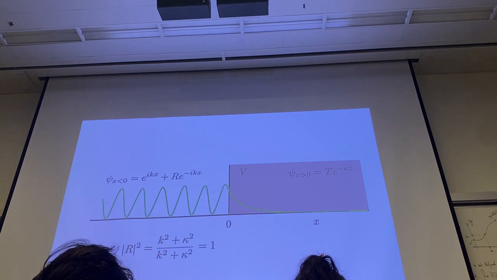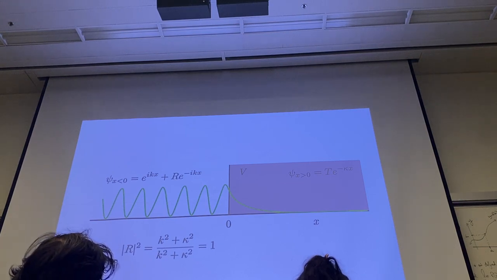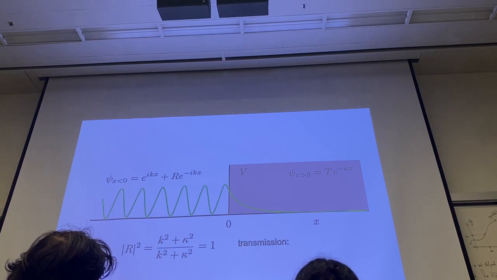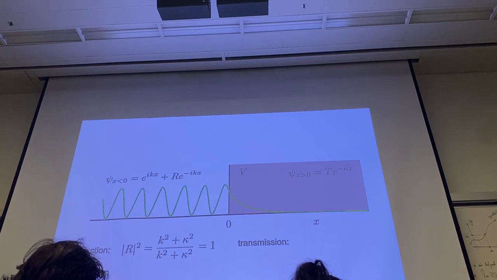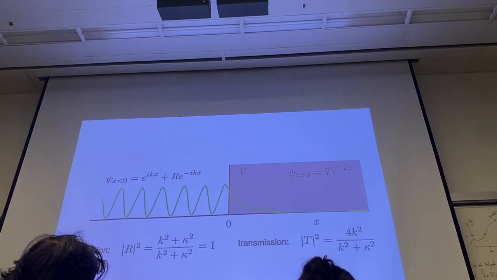Okay. Interesting result. Not quite sure what it means yet, but let's have a look. Transmission, those are the same thing. I'm going to take the modulus squared of t, that coefficient, which is the weight of how much is transmitted. And I get 4k squared divided by k squared plus kappa squared.